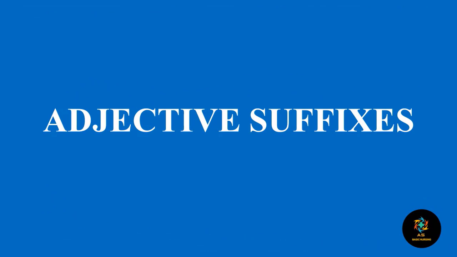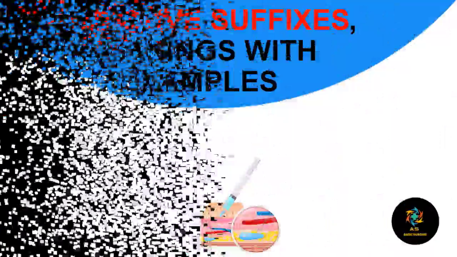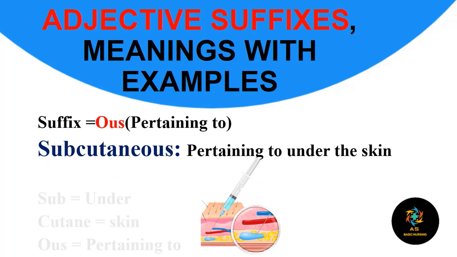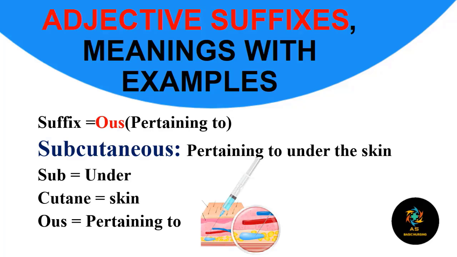We move on to our next topic for today, that is adjective suffixes. The first example we have here is ous, meaning pertaining to. The first example is subcutaneous, meaning pertaining to under the skin. Sub meaning under, and cuten meaning the skin, and ous meaning pertaining to.